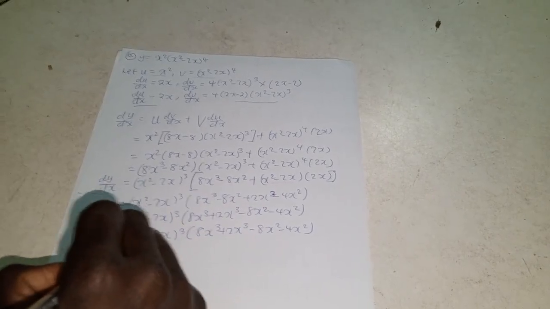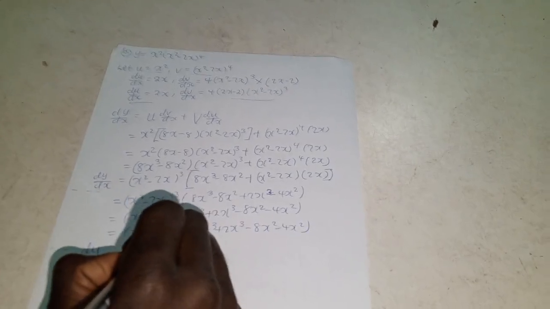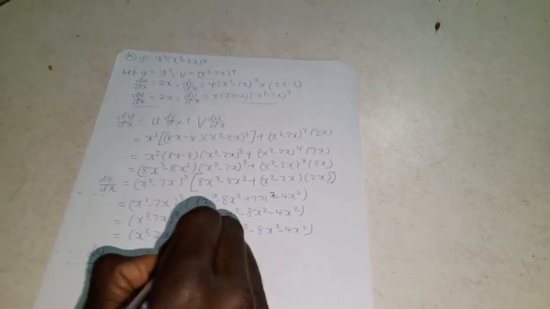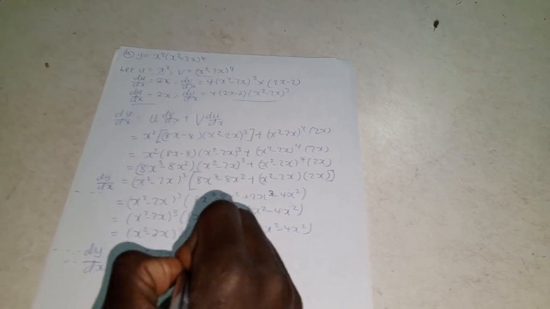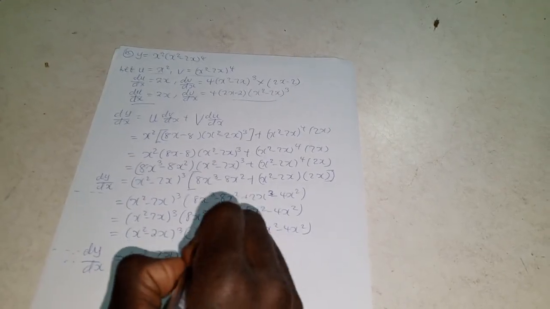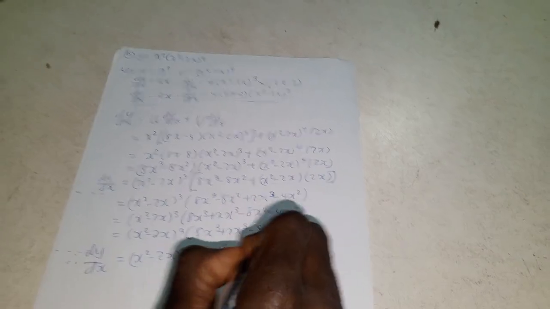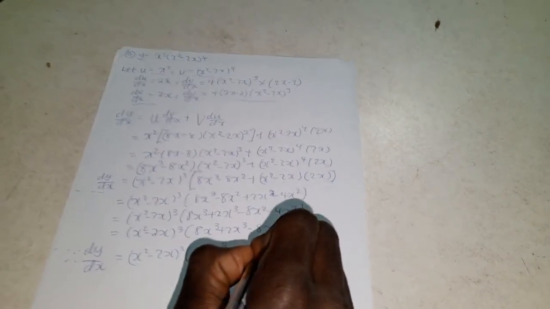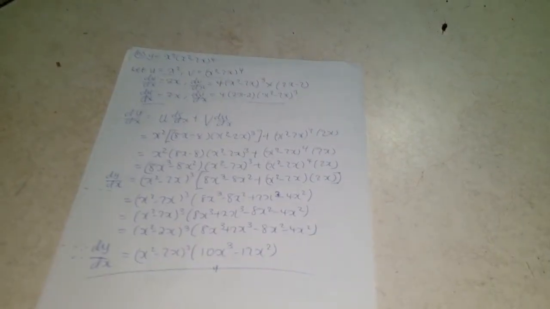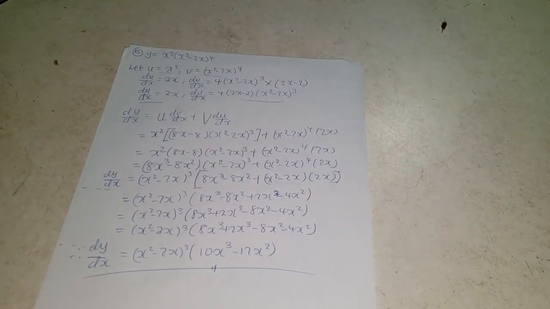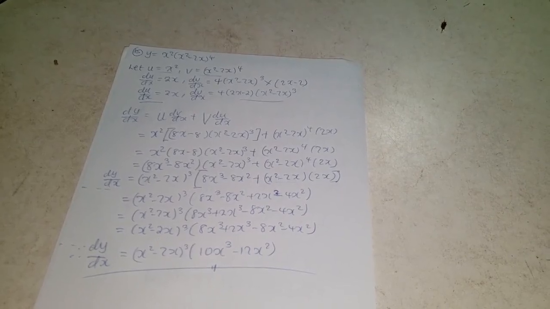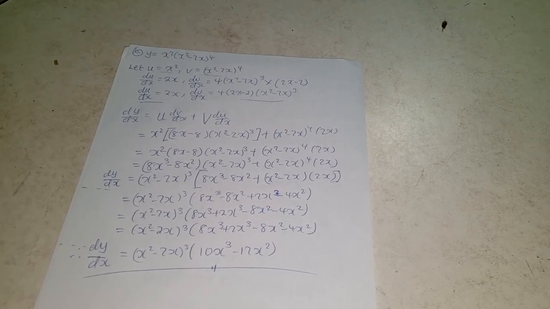dy dx therefore will be equal to x squared minus 2x raised to the power 3, then you multiply by, when you add, you're going to have 10x cubed, then here you're going to have minus 12x squared. And this is your final answer. This question was quite involving, but don't worry. The next questions I think are going to be much easier than this one.